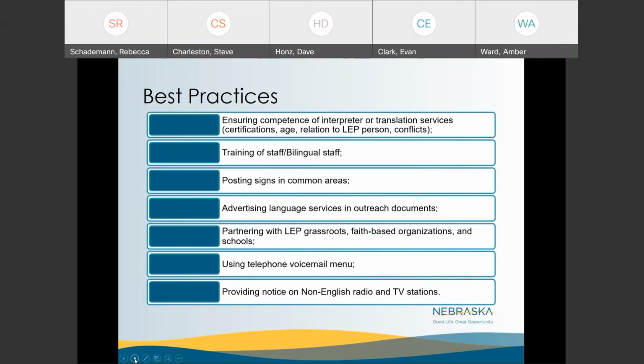Posting signs in common areas, advertising language services and outreach documents, partnering with LEP grassroots, faith-based organizations and schools, using a telephone voicemail menu, and providing notice on non-English radio and TV stations.